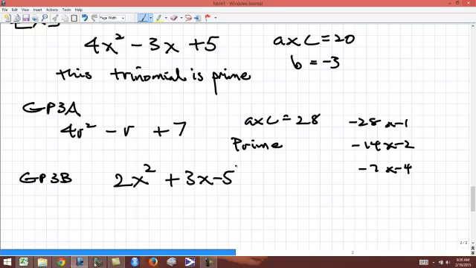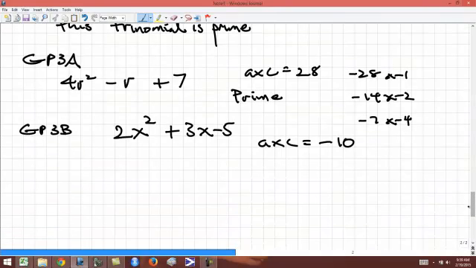Okay, so now we're going to be using a plus and a minus factors, positive and negative factors for A times C. A times C equals negative 10. So we can use positive and negative factors in order to get a negative number. And B equals 3. So now we can probably get to 3 using that difference.